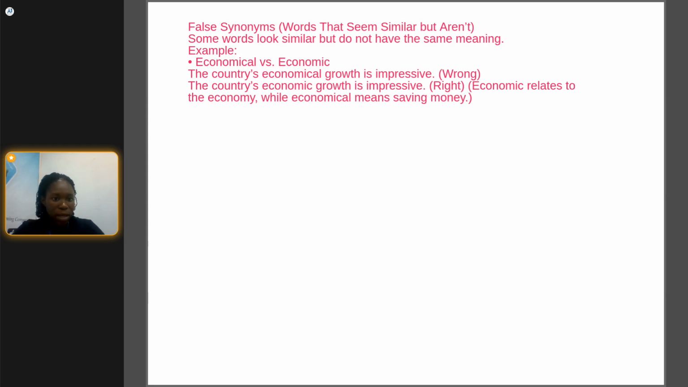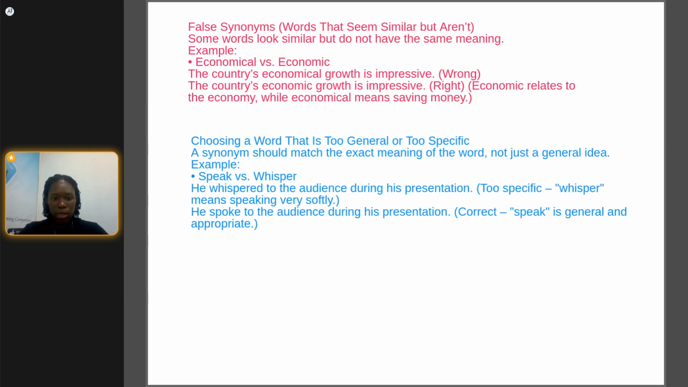All right. Let's have this point on the board so that we can see it. Choosing a word that is too general or too specific. So here I said a synonym should match the exact meaning of the word, not just a general idea. Now look at the word speak versus whisper.